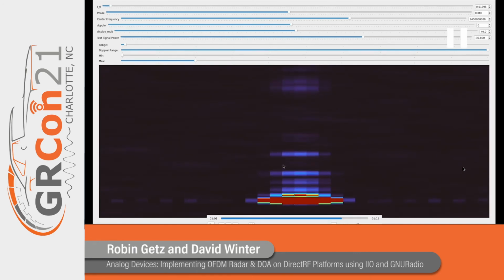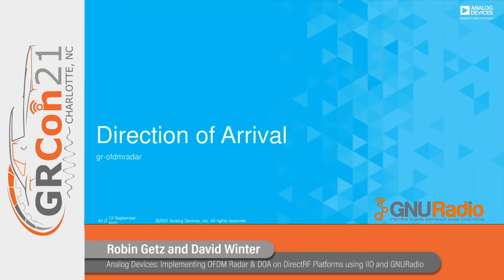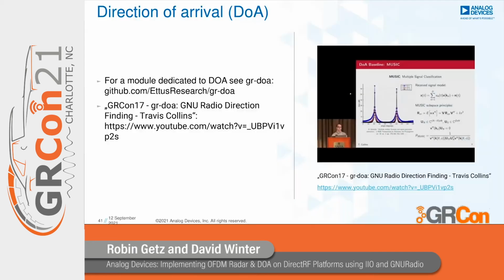So yeah, that's the demo. A couple of words on direction of arrival blocks, which are also part of GR OFDM radar, because we experimented with those originally with the intent to combine OFDM radar and direction of arrival analysis, but that hasn't happened so far. If you want to learn more about direction of arrival, I recommend you check out Travis' talk at GRCon21 and the Ethos Research GR DOA module, which are dedicated to DOA analysis.